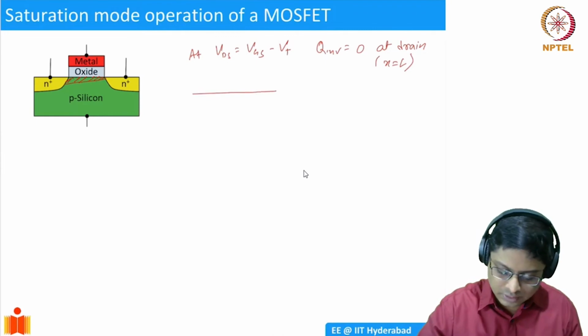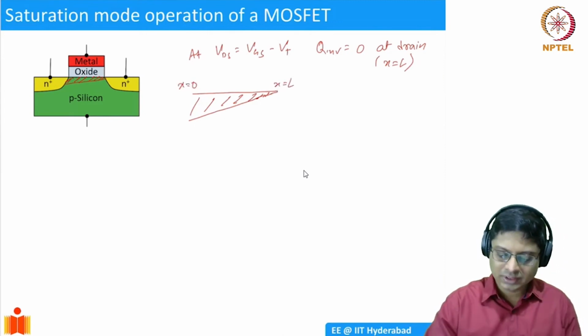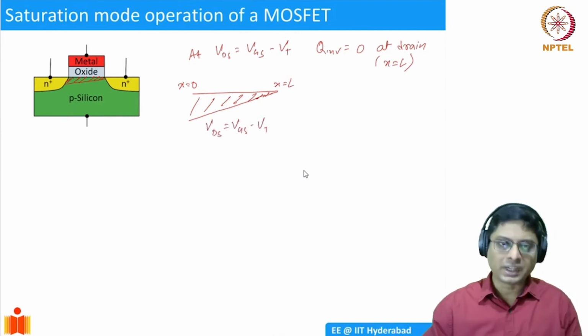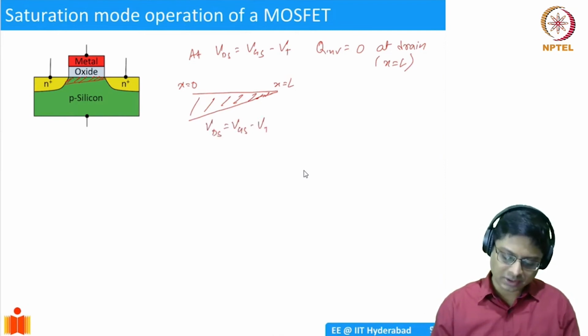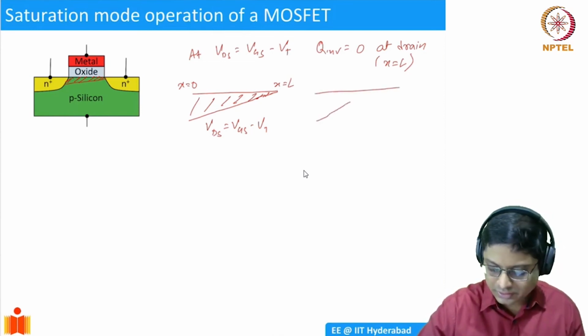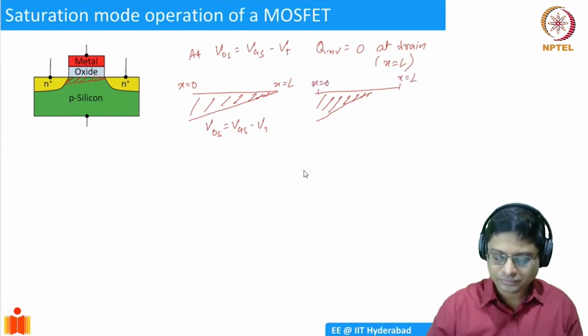L. So this is my Q inversion. This is my X equal to 0, X equal to L. This is at VDS equal to VGS minus VT. But if I further increase my drain voltage, then I'll have a scenario where I'll have it like this. This is my X equal to 0. This is my X equal to L.